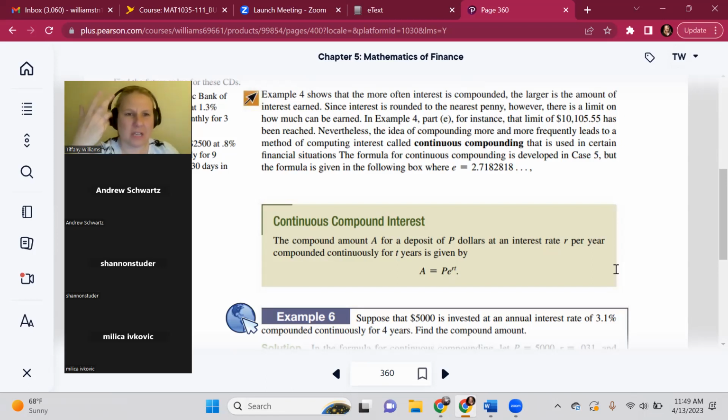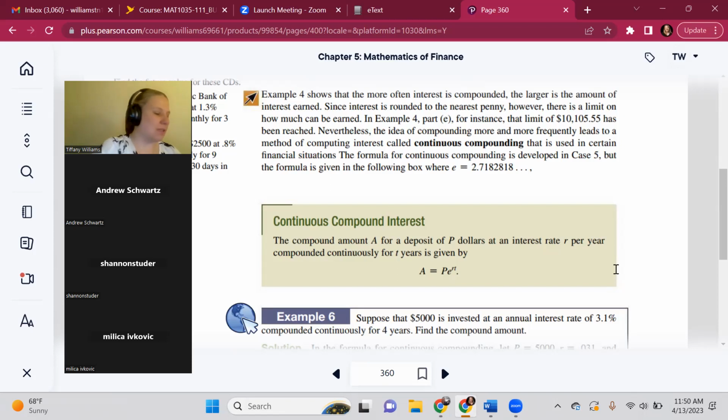By the way, what's E? Have you guys ever seen E before? E is a number in mathematics, just like pi is. So E, as your book tells you here, is 2.7182818, yada, yada, yada. It's another irrational number. It never repeats, it never terminates. So it's just a number. So keep that in mind as we go through and do this.